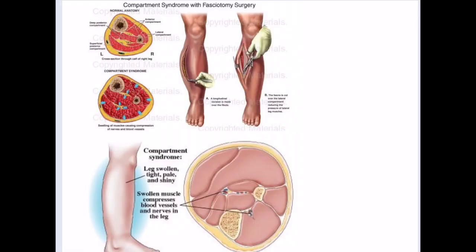Because of these different compartments that these muscles are in, there can be an increased pressure within the fascias that surround them from blood or swelling. So even right here, you can see the leg is swollen in both of these. And this is called compartment syndrome. So it affects circulation and it threatens the function and viability of these tissues. And you can see too here, swollen muscle compresses these blood vessels and nerves of the leg.